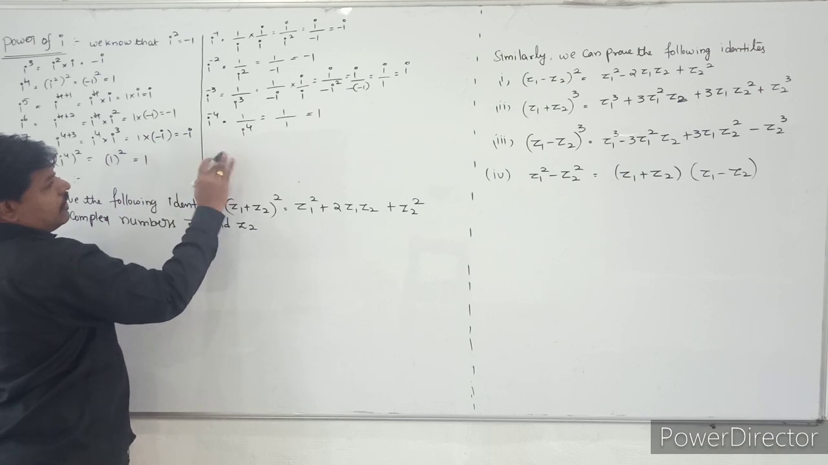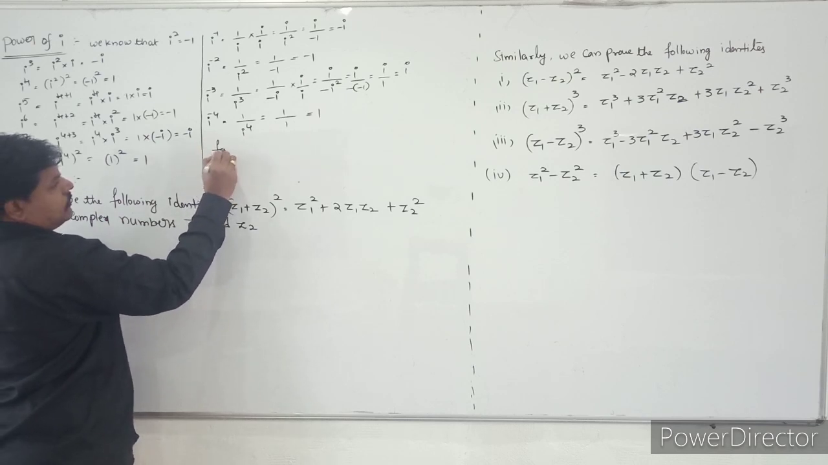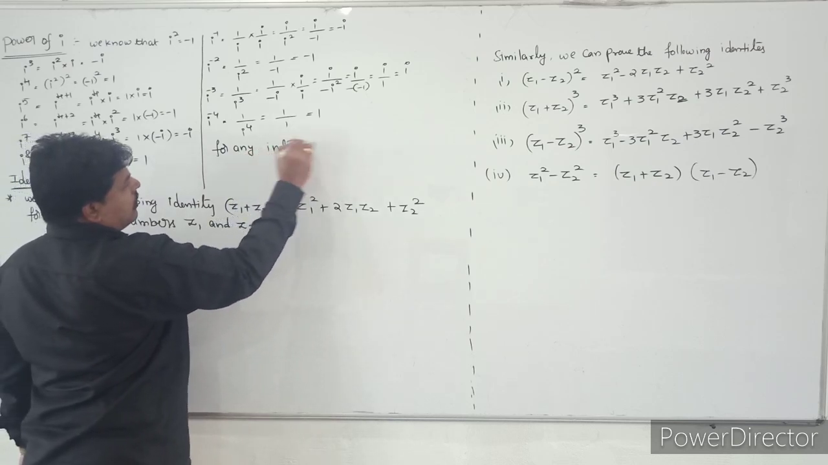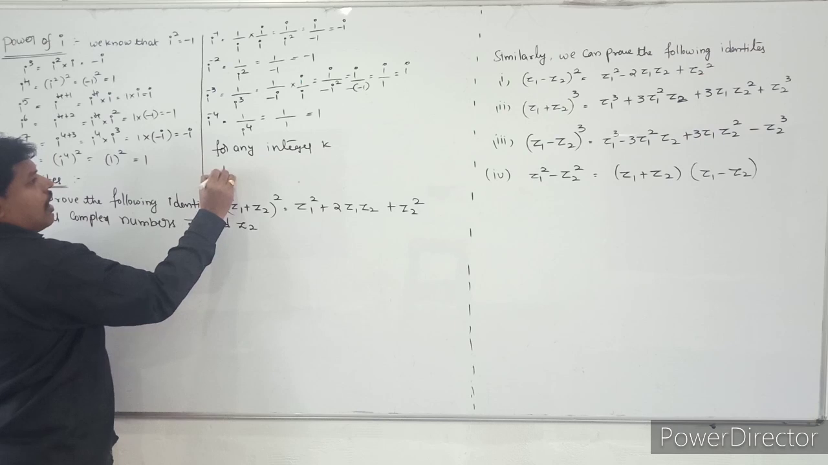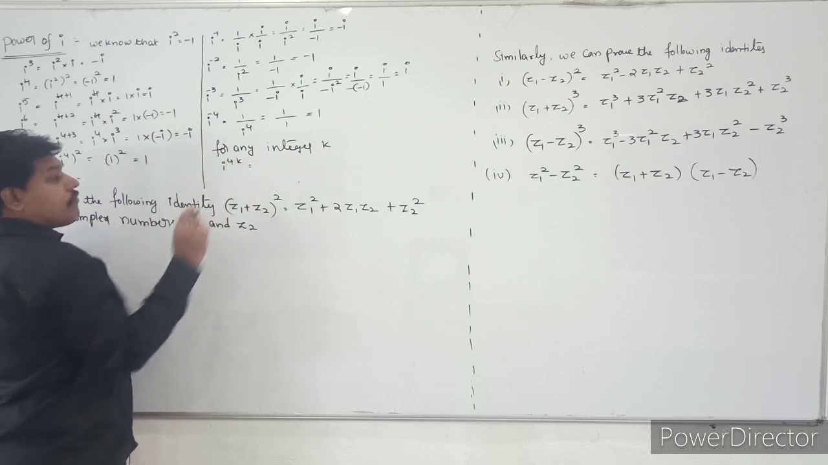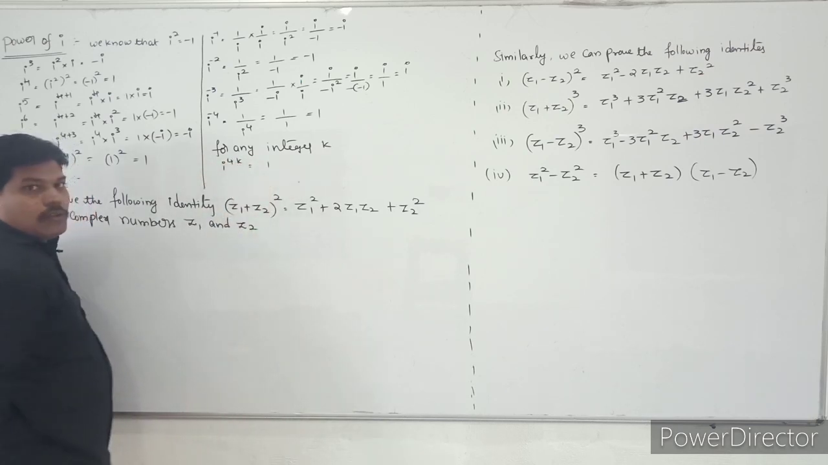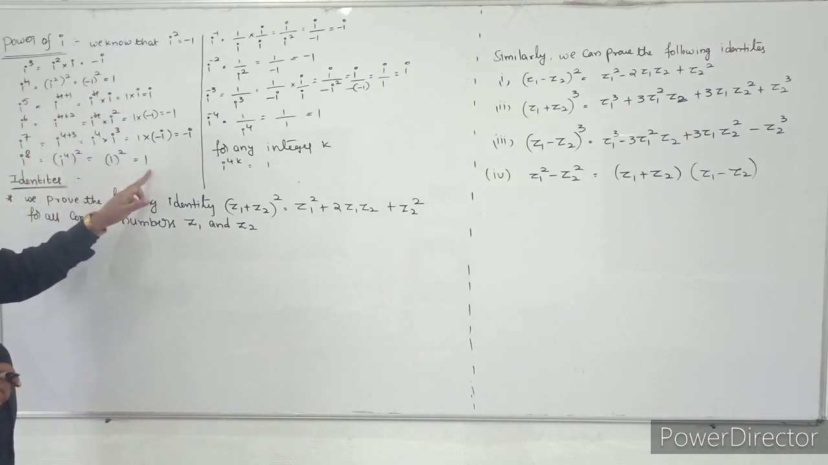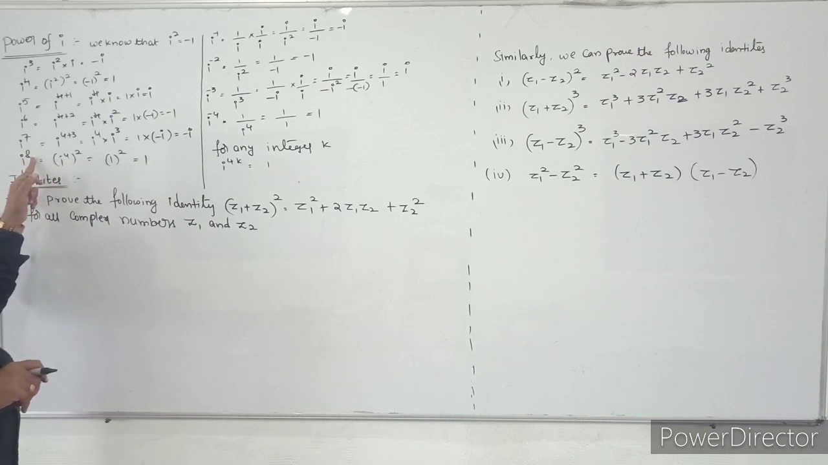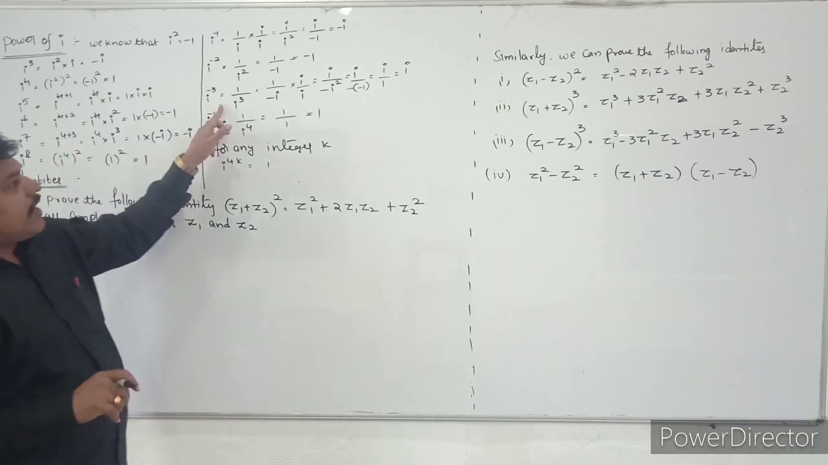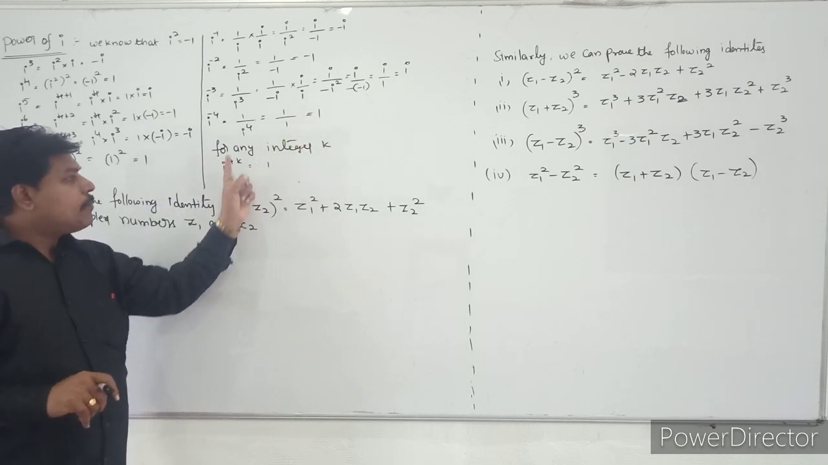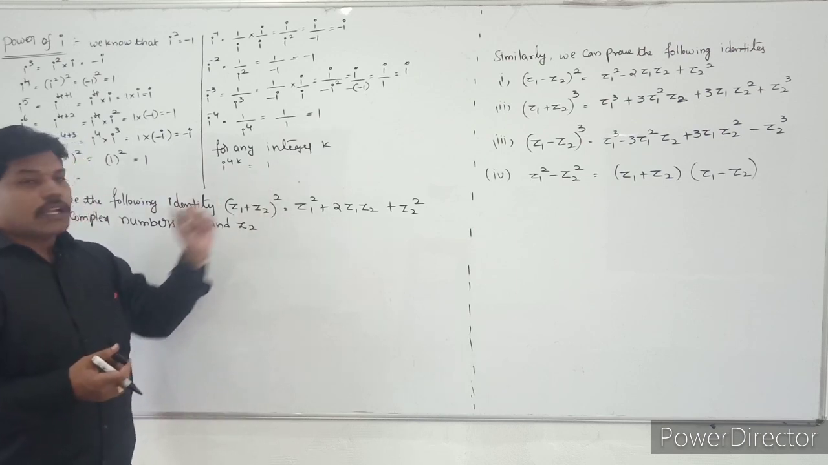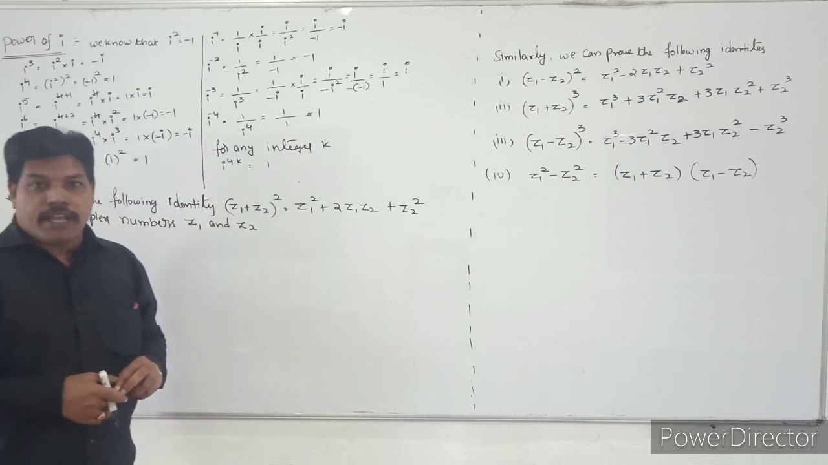For any integer k, I power 4k will become 1 only. See here, I power 4 is 1, I power 8 is 1. Why? Because 8 is a multiple of 4. Do you understand that? So I power minus 4 is also equal to 1. So if the power is a multiple of 4, automatically that value will become 1 only.